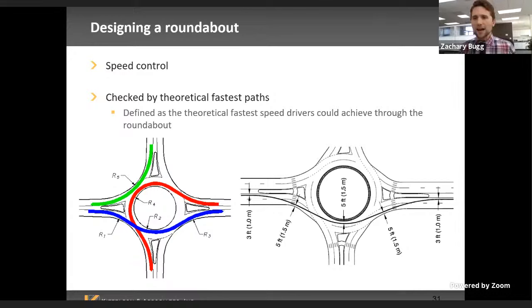You also reduce the reaction time needed, since the distance that vehicles go when they're going at a higher speed is greater given the reaction time. So all of that is done through deflecting and tightening up the design so that you have a smaller fastest path radius.